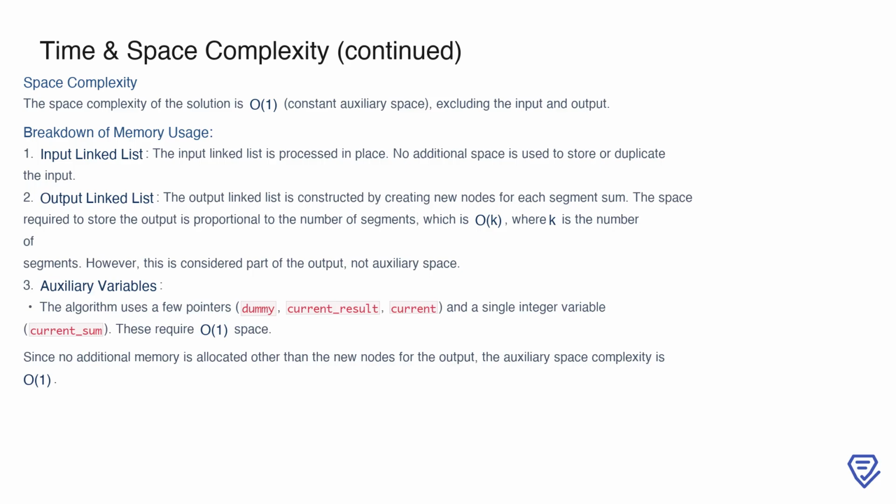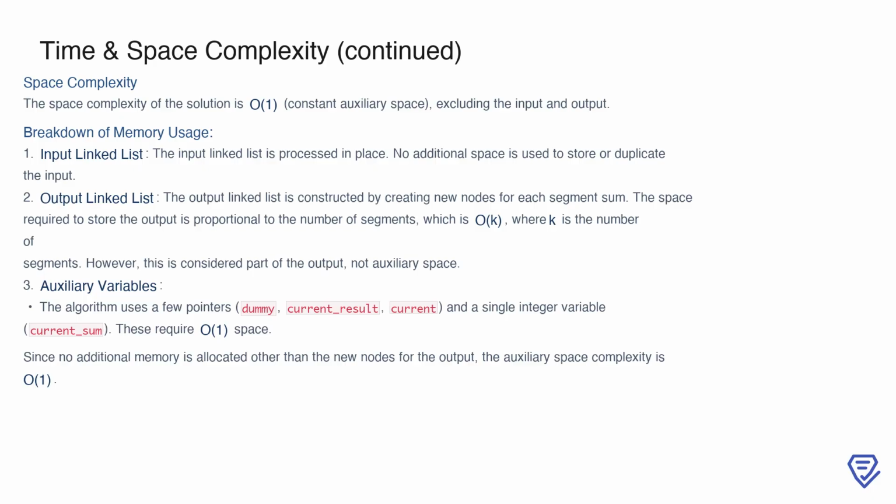Turning to space complexity, the solution operates with constant auxiliary space, making it O(1), excluding the input and output. Let's break this down further. The input linked list is processed in place, meaning no additional memory is allocated to store or duplicate it. The output linked list, while it does require space for the new nodes, is not considered auxiliary space since it is part of the result.